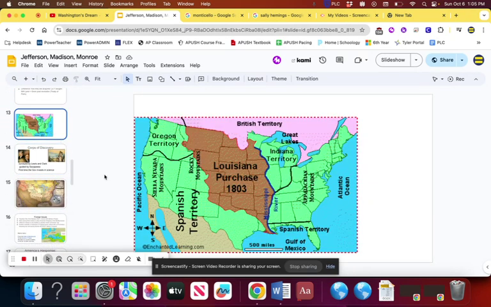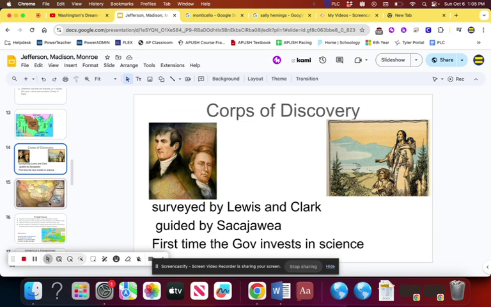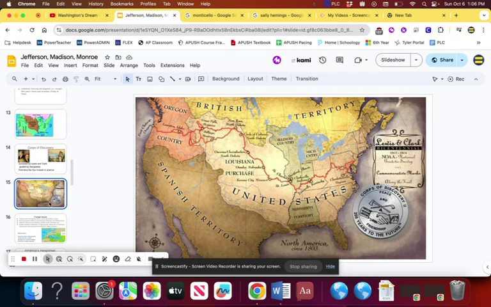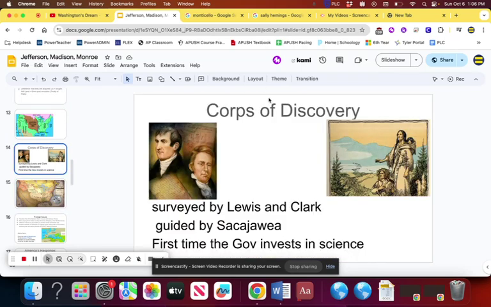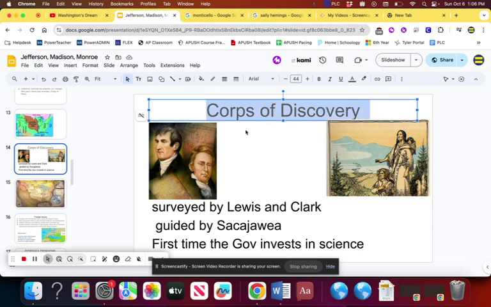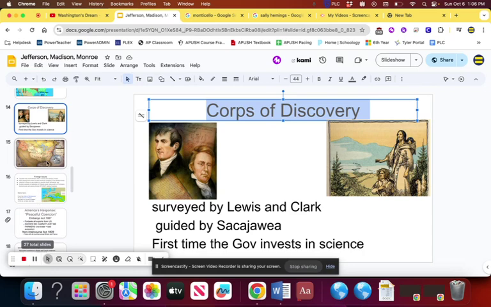Anyways, we bought this giant piece of land, which includes, again, the Mississippi River and the city of New Orleans. So Jefferson, in the first government investment in science in American history, sends out Lewis and Clark to explore the area. It's called the Corps of Discovery. That would be another good extra credit question. If I said, hey, what's the expedition led by Lewis and Clark? What's it called? They're called the Corps of Discovery.